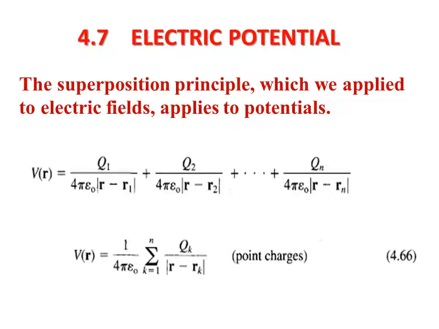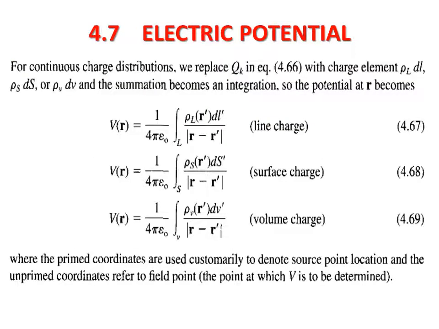So we can say V of r equals Q1 over 4 pi epsilon naught times the magnitude of r minus r1, plus Q2 over 4 pi epsilon naught times the magnitude of r minus r2, plus so on, Qn over 4 pi epsilon naught times the magnitude of r minus rn. Right? So we can have that summation formula, with a summation sign for all the n terms.